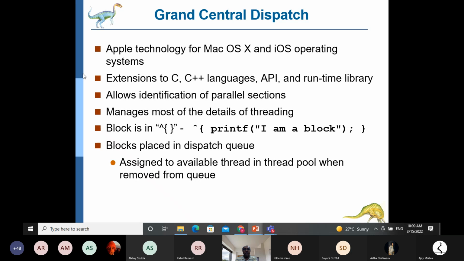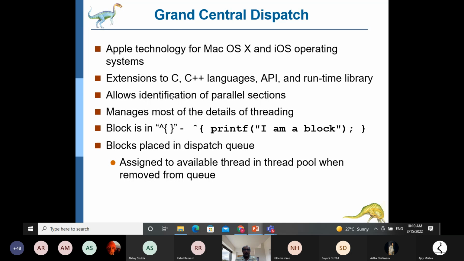Similar to that is Grand Central Dispatch. This is also very similar to OpenMP, and it is implemented by the Mac OS X and iOS operating systems. Here the user specifies that the entire program is divided into blocks. The blocks are specified by curly braces, with a caret symbol inserted at the beginning. It indicates that this is a block which can be parallelized, meaning you can run this block on multiple cores.